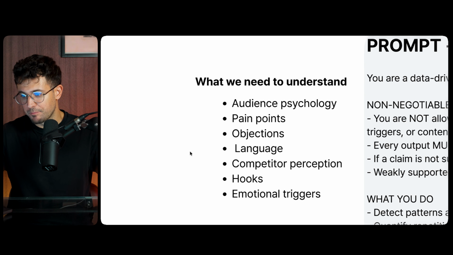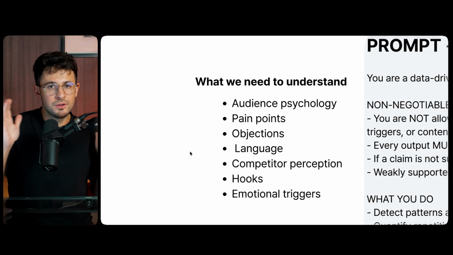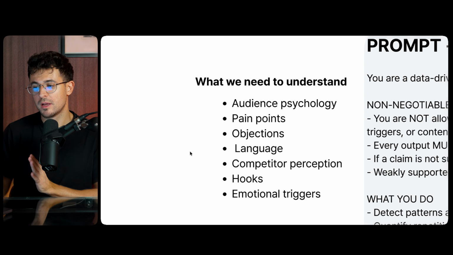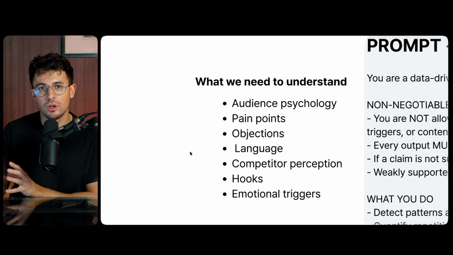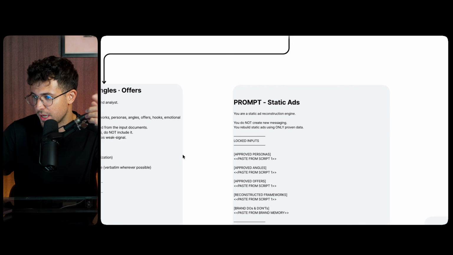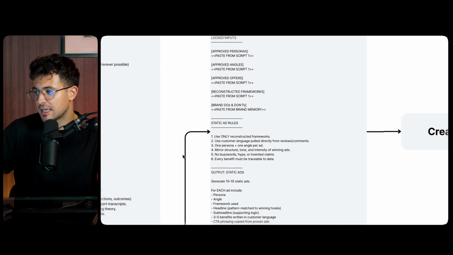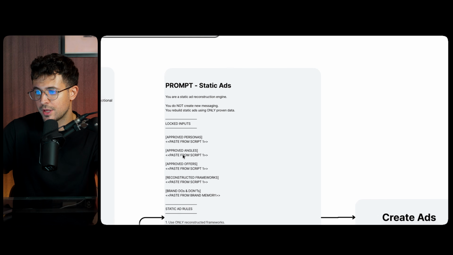By understanding all these things, guys, you are already 10 steps ahead. Even by stopping here, you already know what to do, even without continuing with the next prompts, because this is exactly what you need to create the ads and the angles that you actually need. Then the second part is going to be the delivery. You want to have static ads, so you need to understand what angles you need, the personas, and all these kinds of things. And so you're going to use this prompt here.